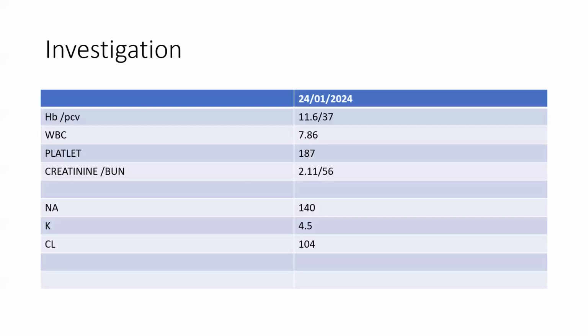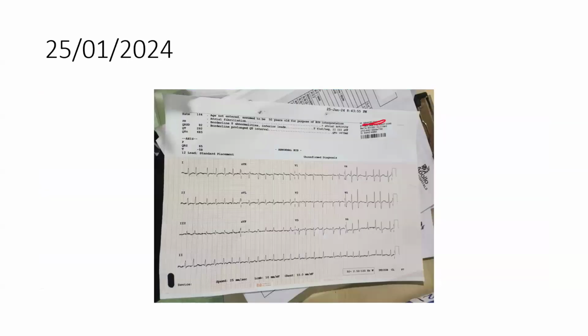These are the investigations of this patient. Creatinine was elevated, and the blood urea nitrogen of this patient was also elevated. On investigation, we figured out this raised creatinine was due to dehydration, which was attributed to a prerenal etiology.